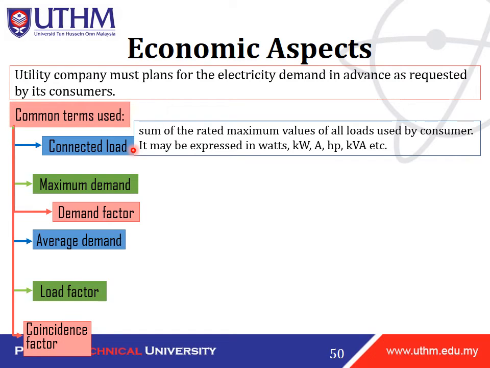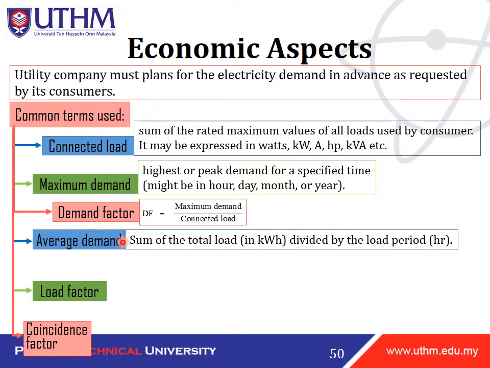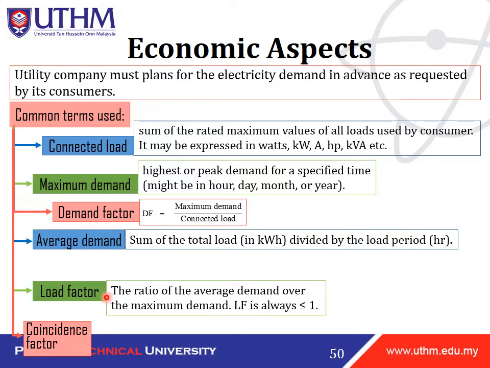The connected load is the sum of the rated maximum value of all loads used by the consumer. It may be expressed in watts, kilowatt hour, ampere, horsepower, kVA, etc. The maximum demand is the highest or peak demand for a specified time, which might be in hour, day, month, or year. Demand factor, in short DF, is the maximum demand divided by the connected load. The average demand is the sum of the total load in kilowatt hour divided by the load period in hours.